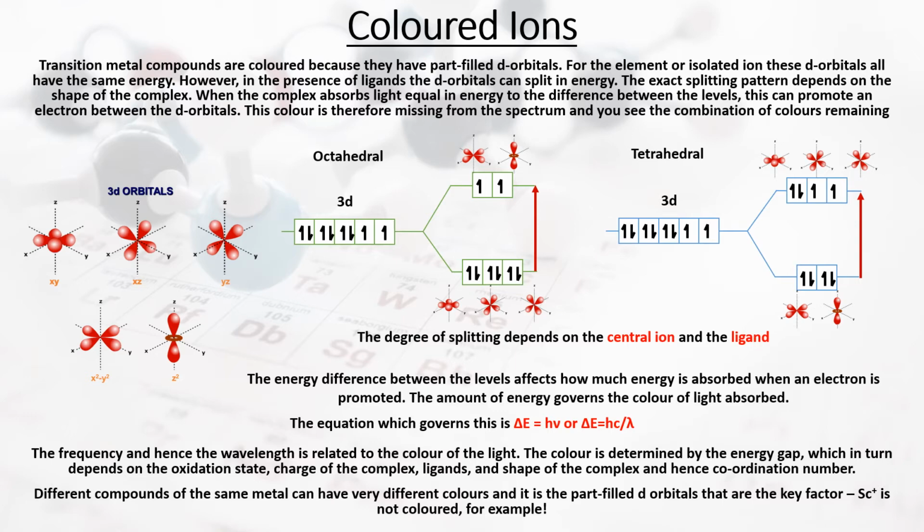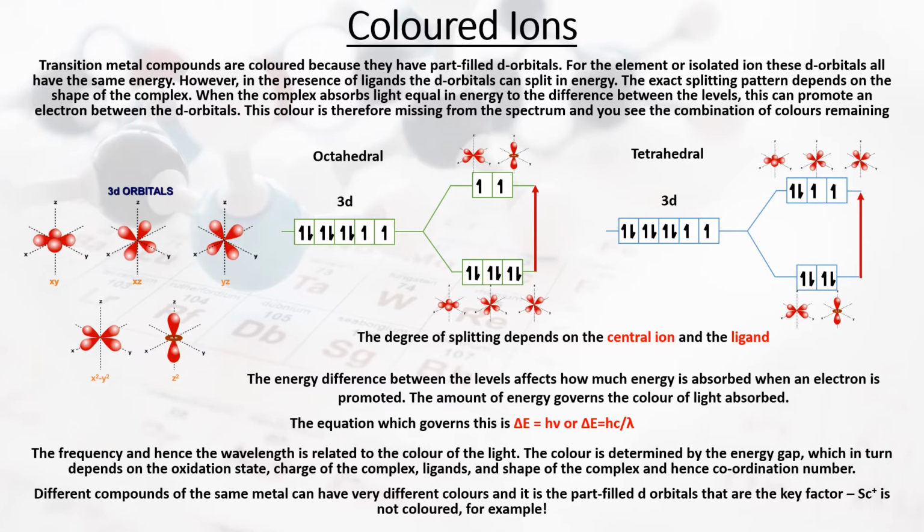And so this amount of energy, this energy gap, governs the colour of the light absorbed, because the amount of energy essentially relates to the frequency and the wavelength, and therefore the colour of light absorbed. Now, the colour is determined by that energy gap. That's what determines whether our colour is blue or green or red. It's all to do with how much splitting we get between those levels. Now this depends, as I said, on the central ion. It depends on the oxidation state of that central ion. It depends on the charge of the complex. It depends on what ligands we have, the shape of the complex, and hence the coordination number.